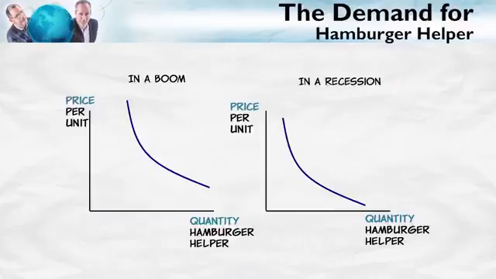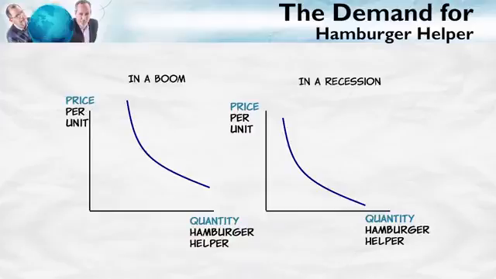Now, let's test your knowledge. I suggest you get a pencil and also a piece of paper. Put down two demand curves. Now we're going to think about the demand for hamburger helper, and we're going to think about it in two different situations, namely during a boom and during a recession. Here's our demand for hamburger helper. What is going to happen to this demand when the economy goes into a boom, when people's incomes go up? Now draw the new demand curve. What's that new demand curve going to look like?